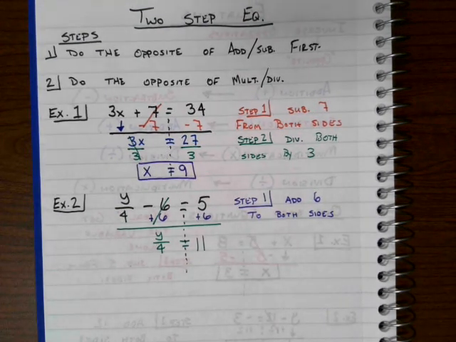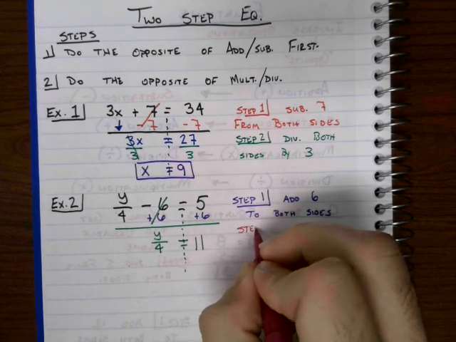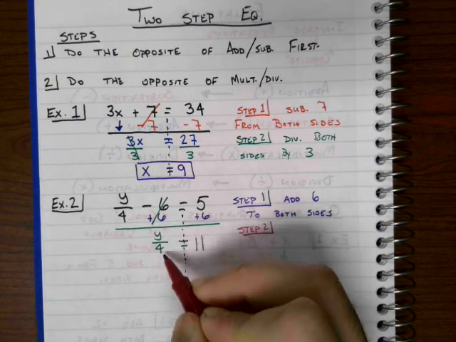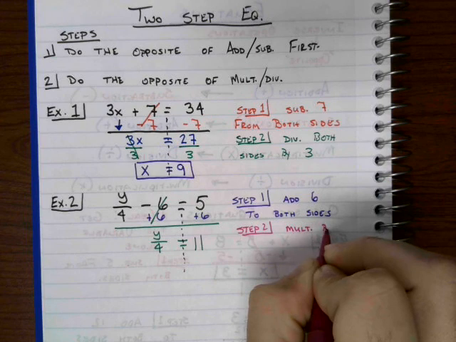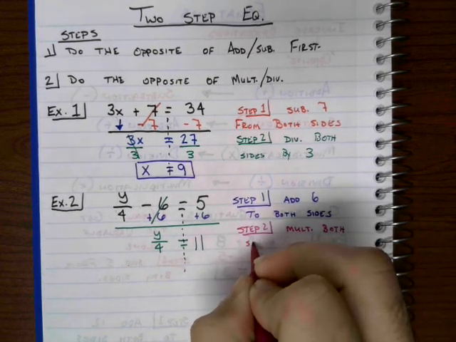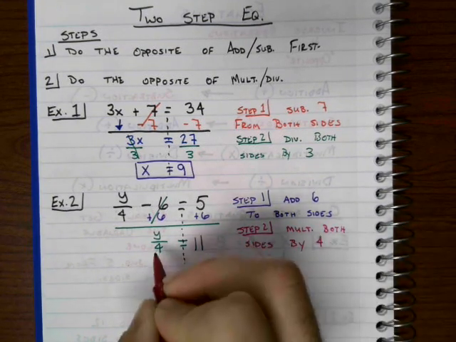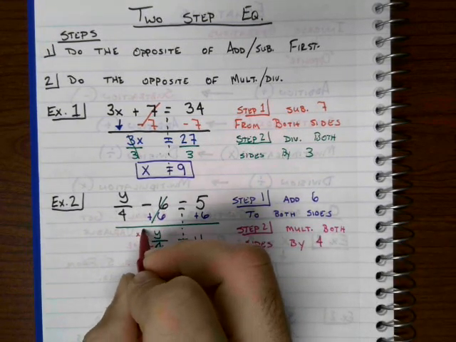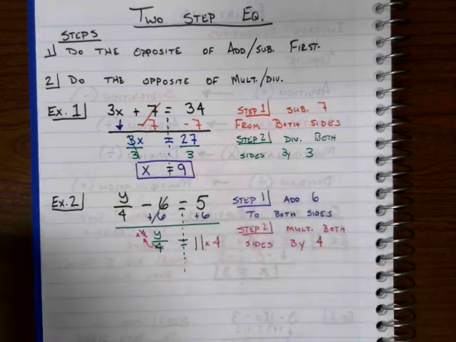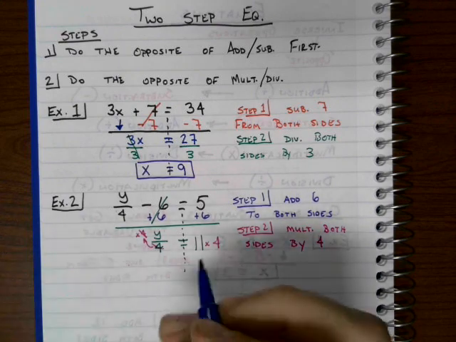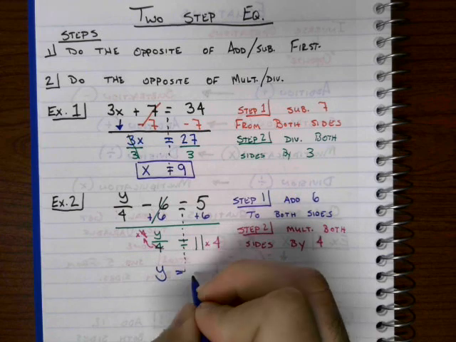So my next step is division. The opposite of division is multiplication. We're going to multiply both sides by 4. So I'm going to multiply by 4. Those will cancel. What you do to one side, you have to do to the other. All that's left over here is y equals, and then 11 times 4 is 44.